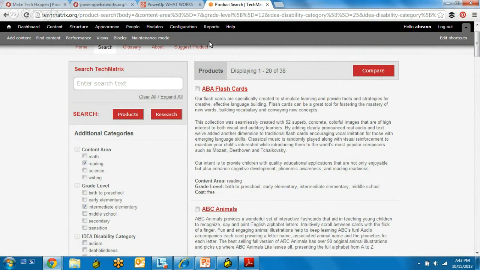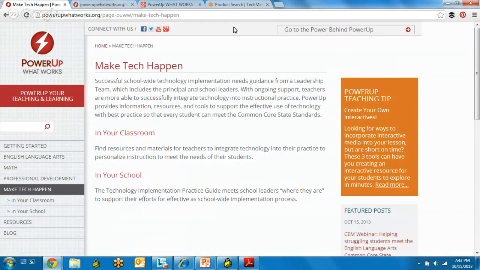Judy, could you just speak a little bit about customizing the information and materials on PowerUp? How could I, as a teacher, create my own bucket of information that I can use in working with my students? Right. So, you know, that's really an interesting question. And the important part about that is to think about Make Tech Happen has a lot of good information, but to think about what is your starting point and to pull out those pieces of information that really help you.